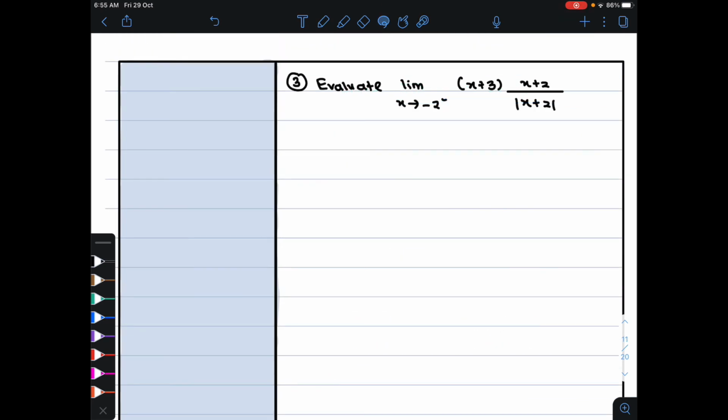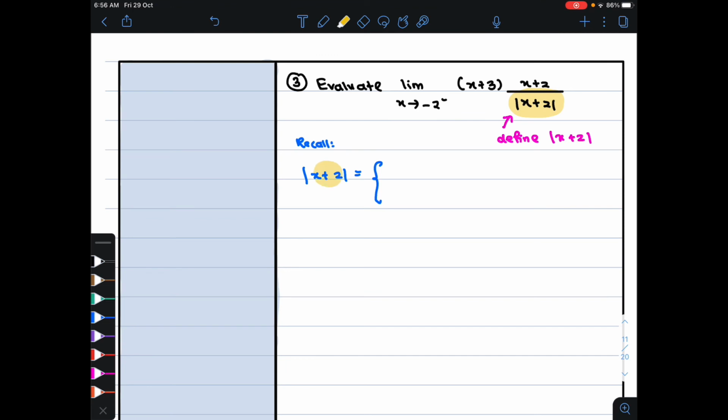For question 3, we need to find the limit of this function f(x) when x approaches -2 from the left hand side. Just be careful here, you can see that we have an absolute value function. So, define modulus x plus 2 first. Let's recall the meaning of modulus x plus 2. This is a piecewise function.